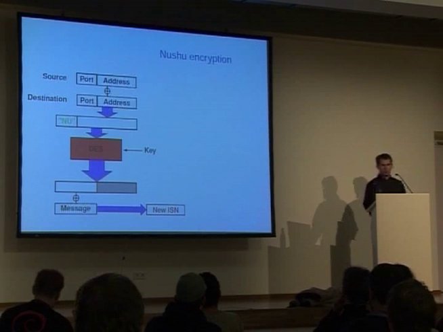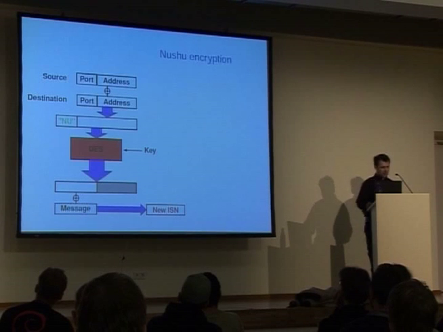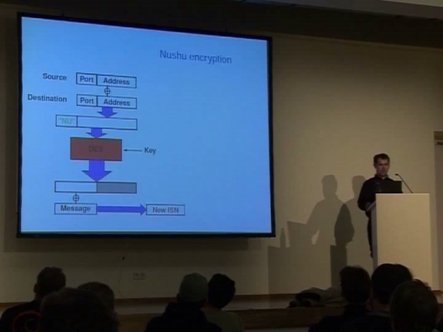This is how NUSHU encrypts packets' initial sequence numbers. The requirements from this are the initial sequence number output should look random, and it should be possible to decrypt every packet by itself. This is because packets might be lost and you don't want to rely on everything being received correctly before you can decrypt anything.